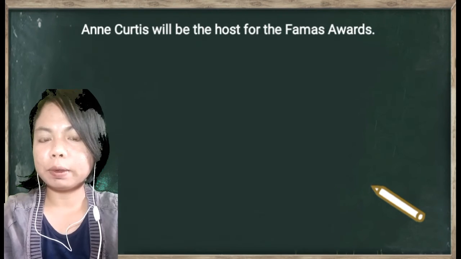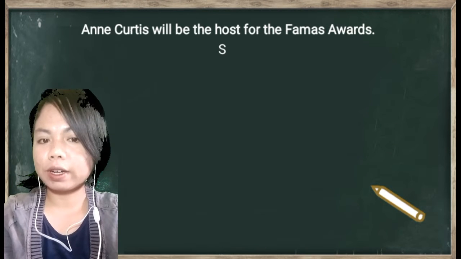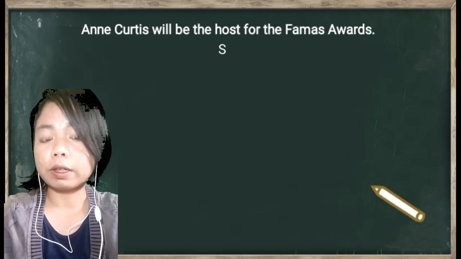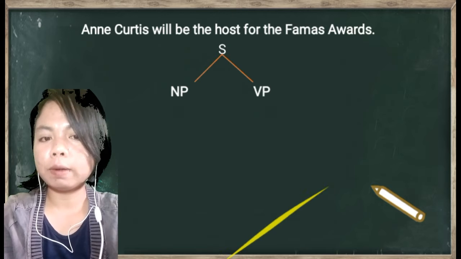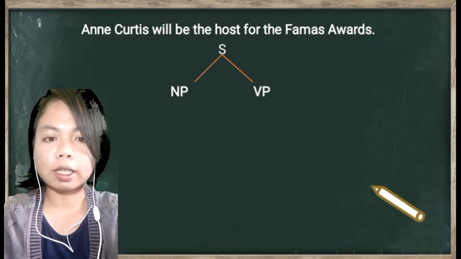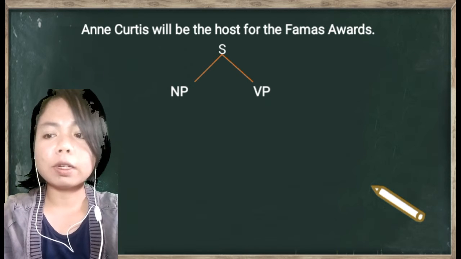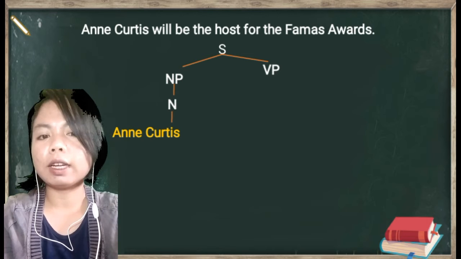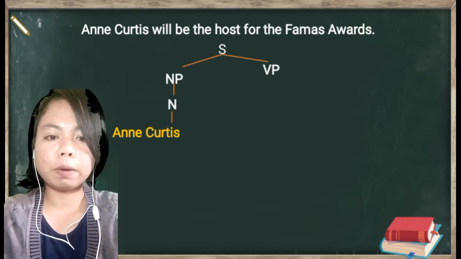For our next example, the sentence is, Anne Curtis will be the host for the FAMAS Awards. Now let us start again by putting an upper letter S, which is a symbol for sentence, and then let's divide it with the noun phrase and the verb phrase. Now for the noun phrase, this only includes the noun, which is Anne Curtis. Let us proceed with the verb phrase.